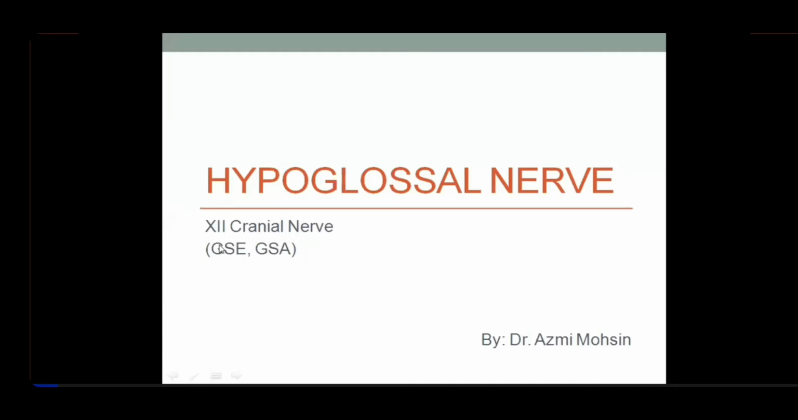One is general somatic efferent, to innervate the muscles derived from the occipital somites, and those are the muscles of the tongue. But out of the 8 pair of the muscles of the tongue, 1 pair is not supplied by the hypoglossal nerve, right? The rest of the muscles, 7 pair, are all innervated by the hypoglossal nerve. And the proprioceptive sensations from the same muscles are also carried by the same nerve. Okay.